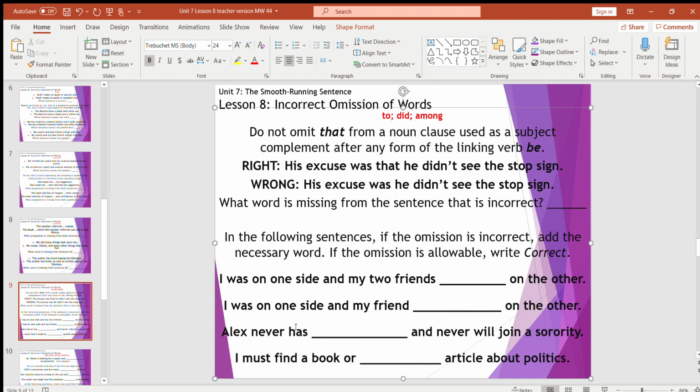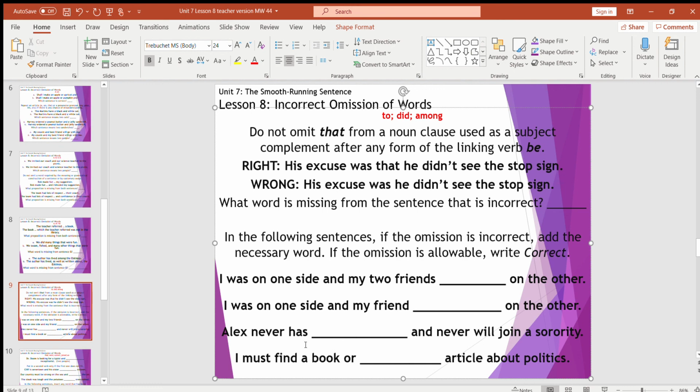Alex never has blank and never will join a sorority. So is it okay to say Alex never has joined and never will join a sorority? No. It needs Alex never has joined and never will join a sorority.